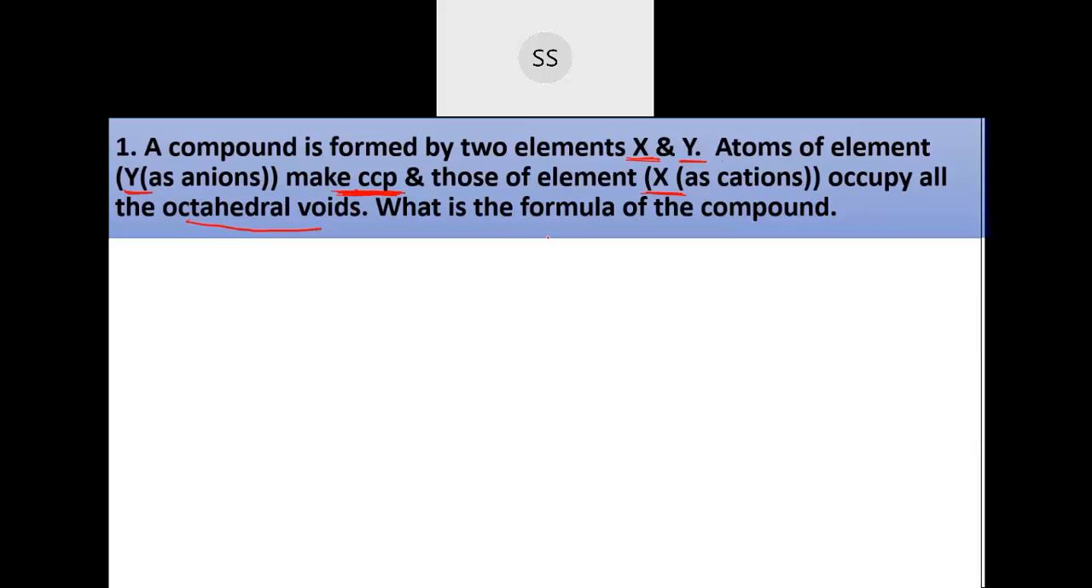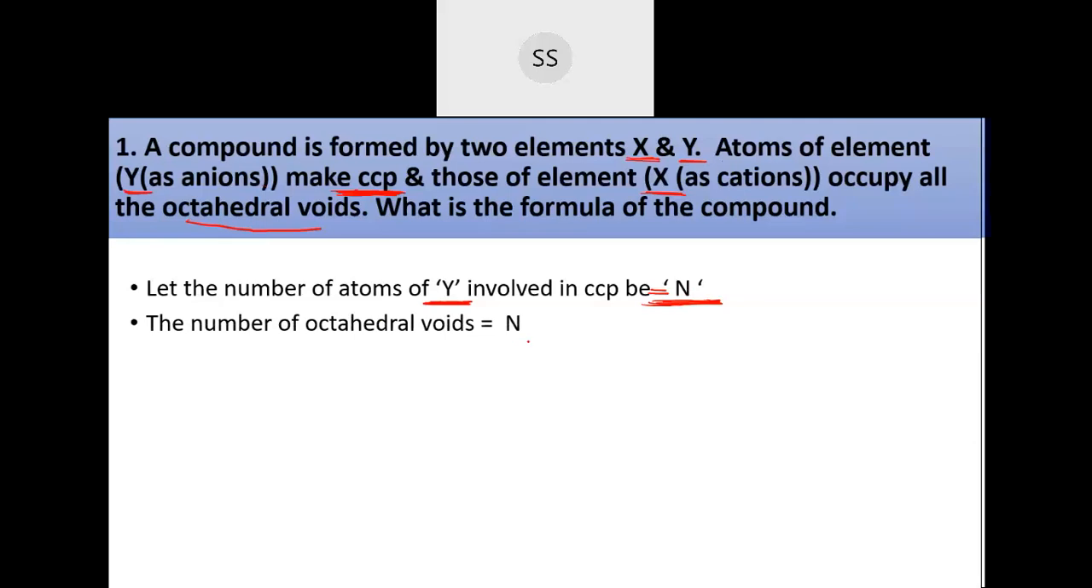So we will assume that the number of Y atoms involved in CCP is equal to N. If that is N, the number of octahedral voids is equal to how much? They are saying the X atoms will occupy the octahedral voids. So if Y atoms are occupying the CCP lattice, which we are taking as N, how many octahedral voids do we have? Same, no? The number of octahedral voids is equal to N. Given that all the octahedral voids are occupied by X, the number of X atoms is also equal to N itself.